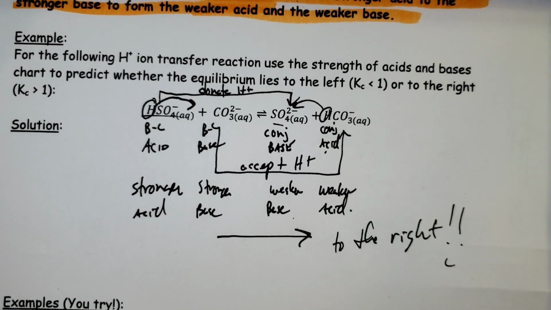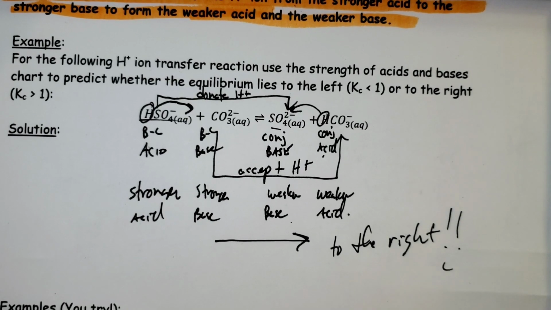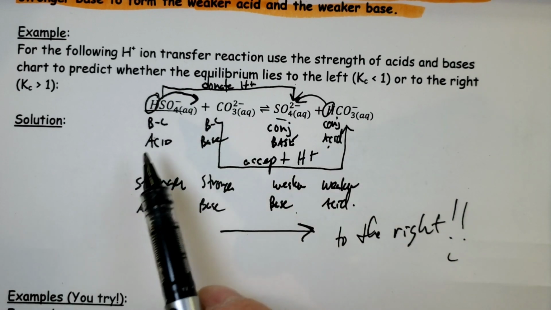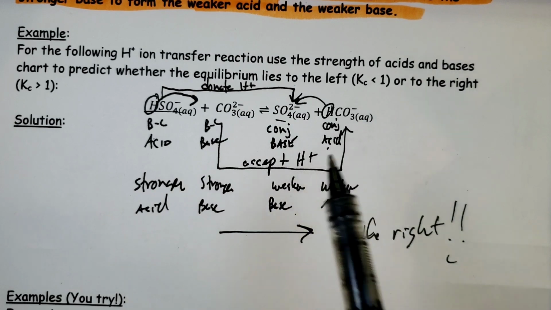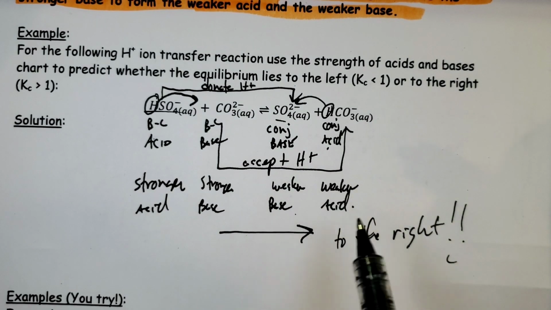All right, I think we'll stop the video there. You try some of the next examples here. I think there's two more examples. First, identify the Bronsted-Lowry acids and bases, conjugate acids and bases, and see if you can use that chart to figure out what's happening. And then we'll go through them.